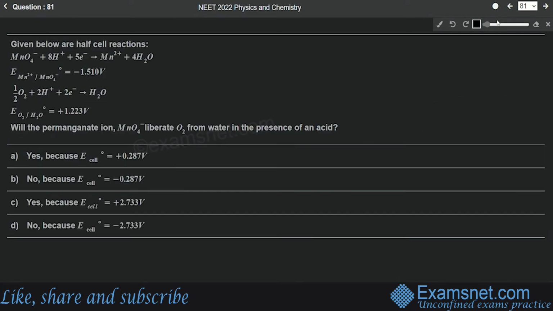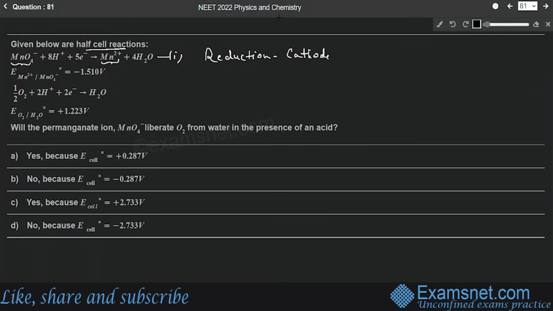Question number 81 is from the D and F block elements, but the concept of electrochemistry has to be used here. Okay, so two half cell reactions are given. First one is this, where manganate ion is getting reduced to manganese ion, right? So reduction is taking place here, and we know that reduction takes place at the cathode, right?